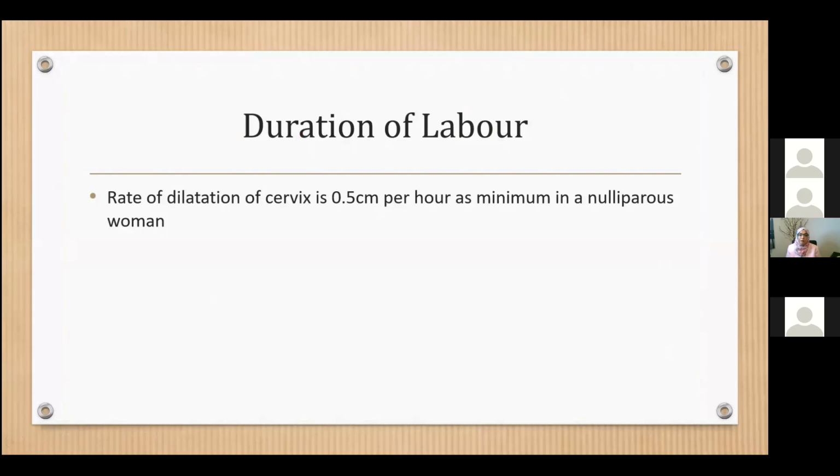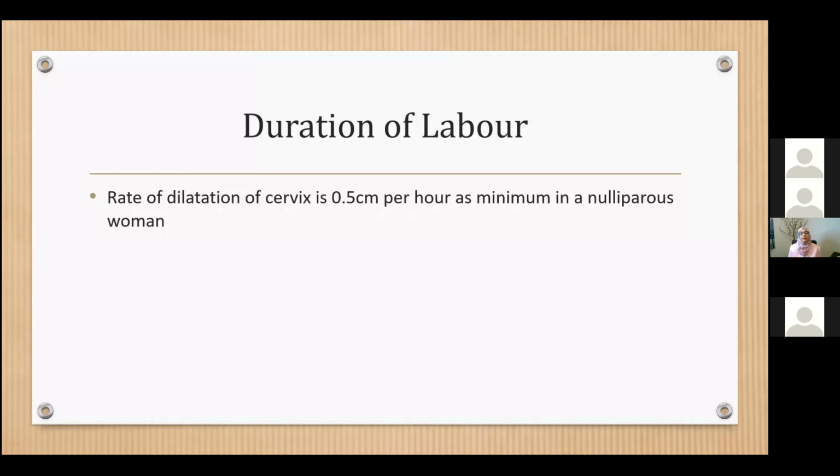So what about the duration of labor? Now, there was this very sad man in history, his name was Friedman, and he spent like all his life trying to calculate and tell us about the rate of dilatation of the cervix. And he found out that what we would tell you now, that the minimum possible rate that we will say is okay for a woman to go through labor is 0.5 centimeter per hour. And we would give that to somebody who hasn't had a baby before.